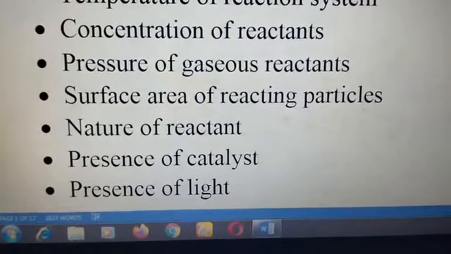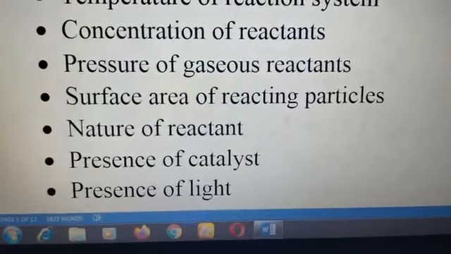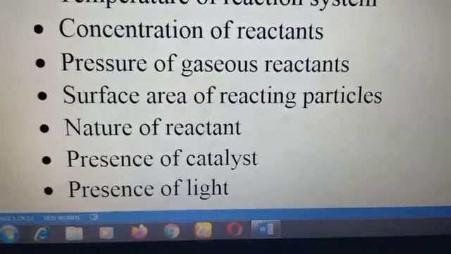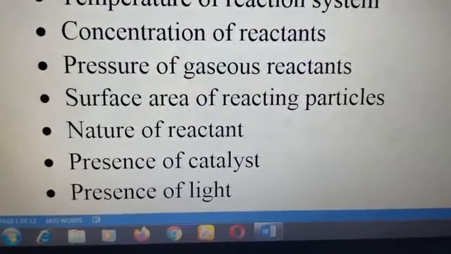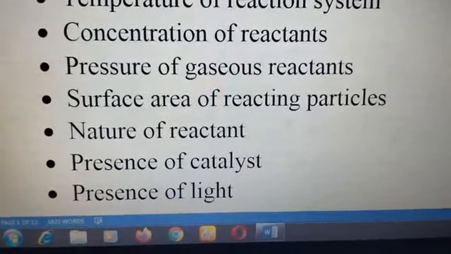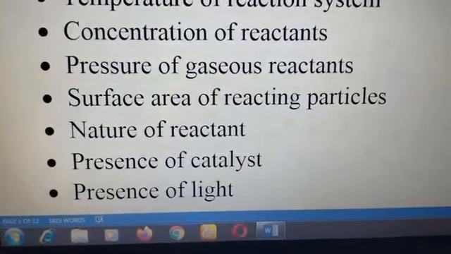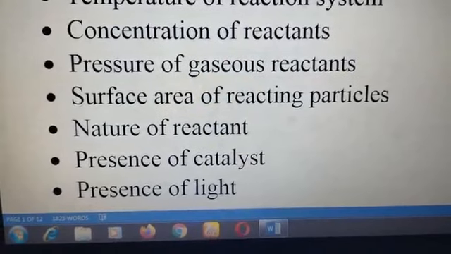Compressing the gaseous volume. Since gases have large intermolecular space in between them, when you compress the gaseous system, the molecules will get close to each other and they will collide more frequently, leading to a higher rate of reaction.